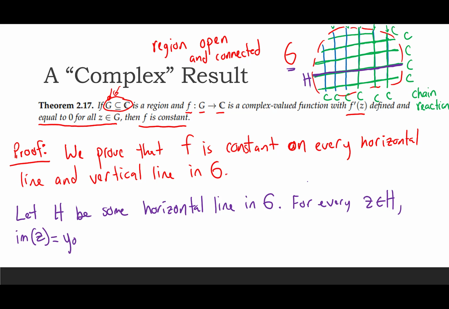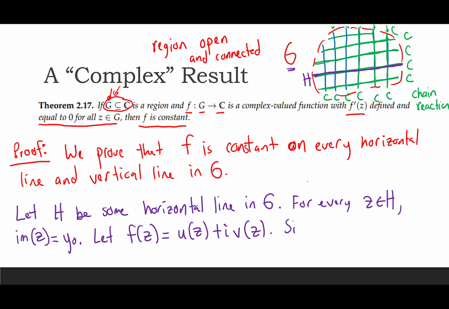Since we're dealing with a horizontal line, just think about the complex plane. That means that your imaginary part has to be the same thing for all points on that horizontal line. Now, why do we like this, or what's the point of this? Let's go ahead and, like we did in the previous video, write f of z in terms of its real and imaginary parts. So write f of z as u of z plus i times v of z. Remember, that's the real and the imaginary part there.